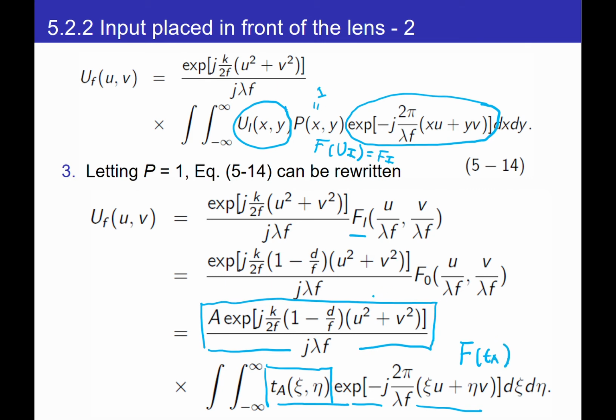So what it means is that there's a phase term, and note that there's a d over f term here. If d equals f, then this is 1, and the whole term goes away, and it is just the Fourier transformation of the transmittance function.